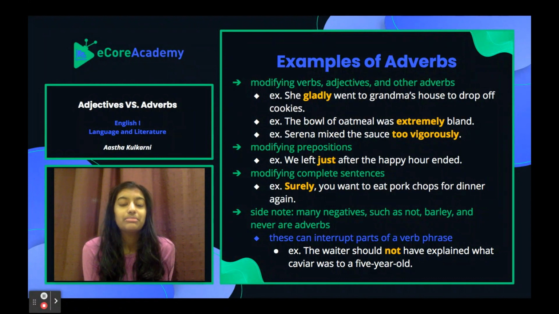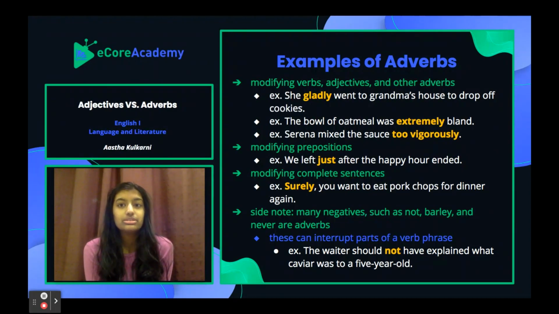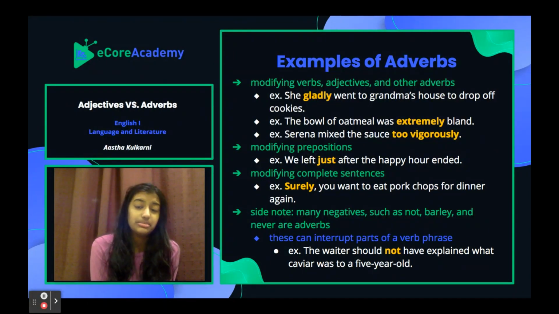Then we have modifying prepositions. "We left just after the happy hour ended." "After" is a preposition, and "just" is describing how close to "after" they left, or whoever left. Then we have modifying complete sentences. This is great if you have a whole sentence and you want to add a little bit more detail to it. "You want to eat pork chops for dinner again" is already a sentence, but slapping on that "surely" in front of it really shows the readers how badly that person wanted to eat pork chops for dinner again.